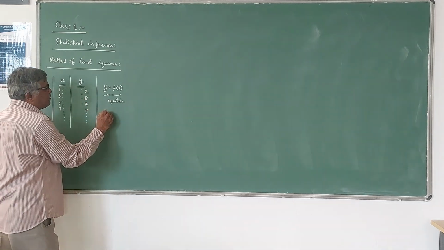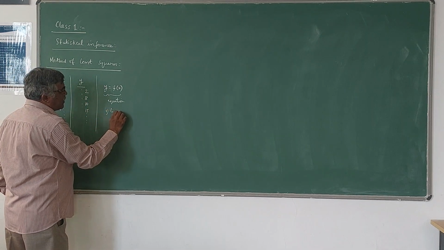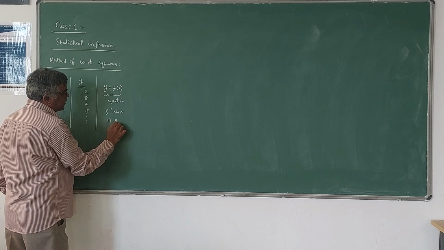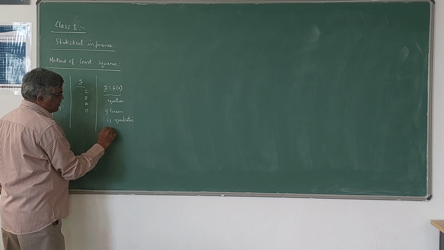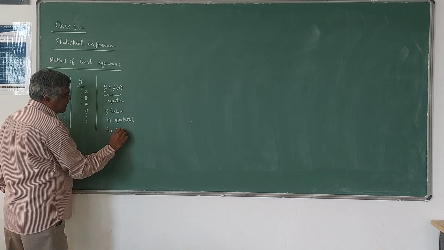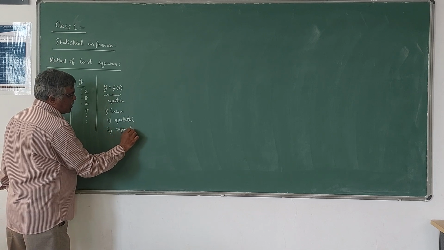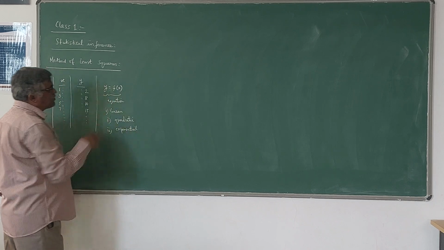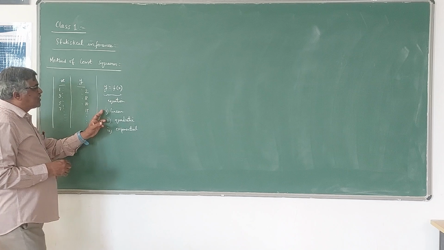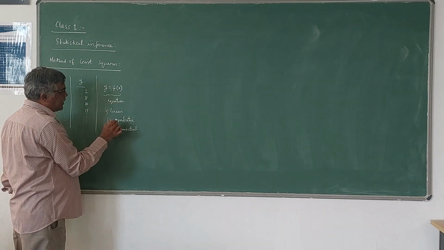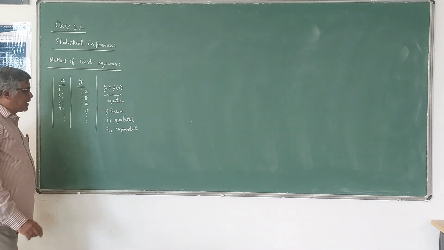And this equation can be linear, it can be quadratic, or it can be exponential. So three types are there. So these three types we have to cover. So y is equal to this f of x can be either linear or quadratic or exponential.